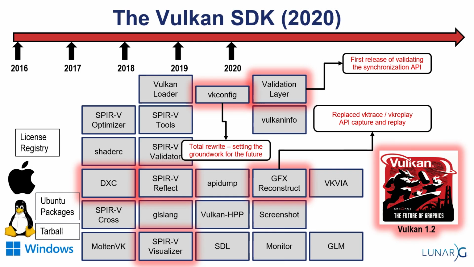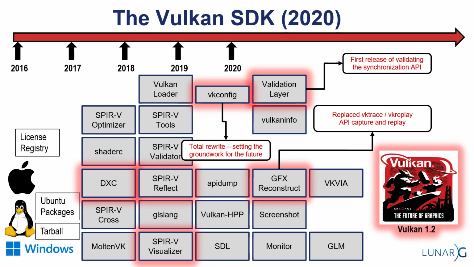The validation layer got its first implementation of the synchronization API. So this is almost 4 years after the release of Vulkan. It was a simple implementation, hazard detection just within a single buffer. You'd say easy, right? It was 18 man-months of investment. Validating synchronization is not a trivial task.